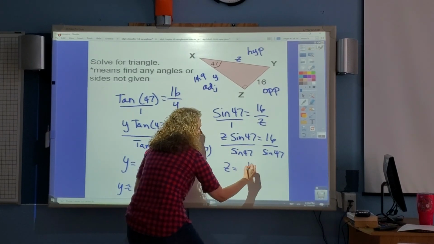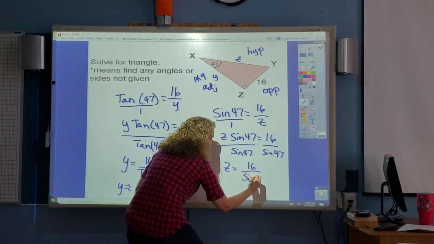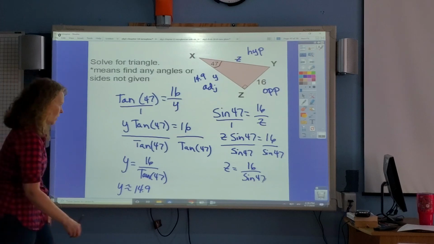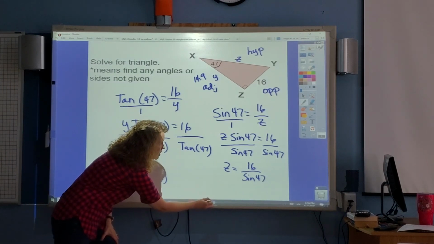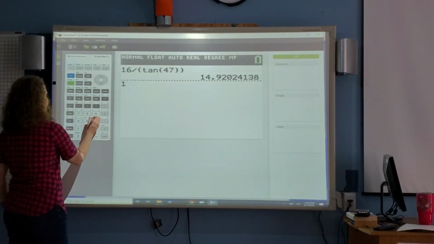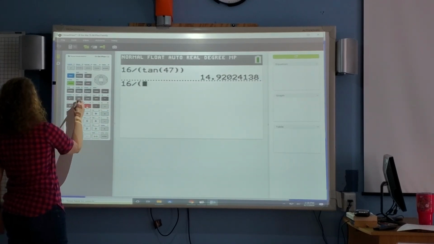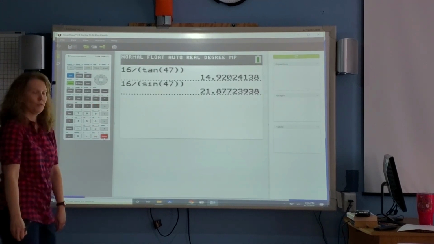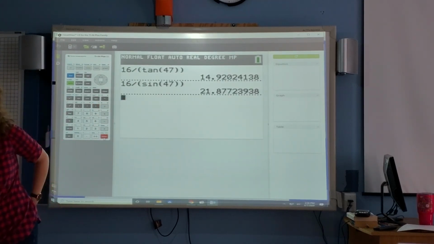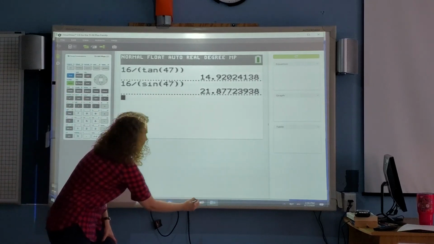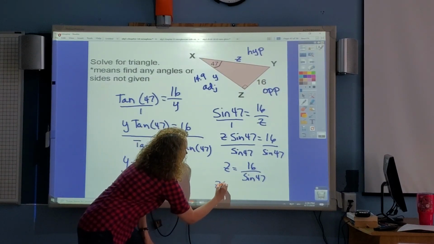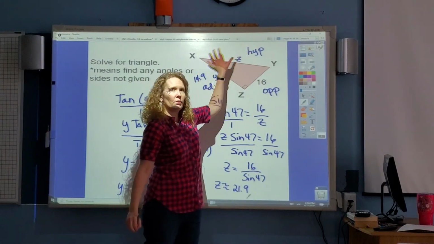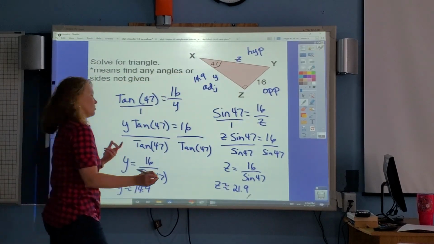So in the calculator, do this with me. Sine 47 needs to be divided into the 16, but be careful, and I like to use the parentheses around it. So 16 divided by sine 47. 21.9. Okay, so z is approximately 21.9. Is it the biggest of the three sides? Yes, it is, so that sounds good to me.